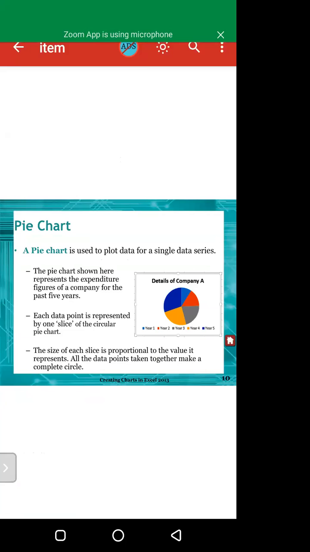Pie chart. A pie chart is used to plot data for a single data series. The pie chart shown here represents the expenditure of a company for the past 5 years. Each data point is represented by one slice of the circular pie chart. The size of each slice is proportional to the value it represents. All the data points taken together make a complete circle.